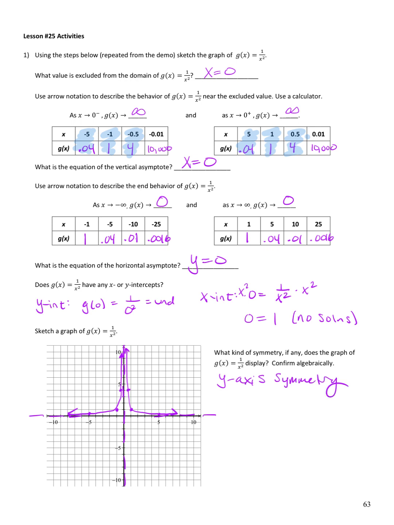To confirm algebraically, I'm going to evaluate f of negative x. That will be 1 over negative x squared, which is the same thing as 1 over positive x squared, because when you square a negative, you get a positive, which is the exact original function f of x. So I do have y-axis symmetry.